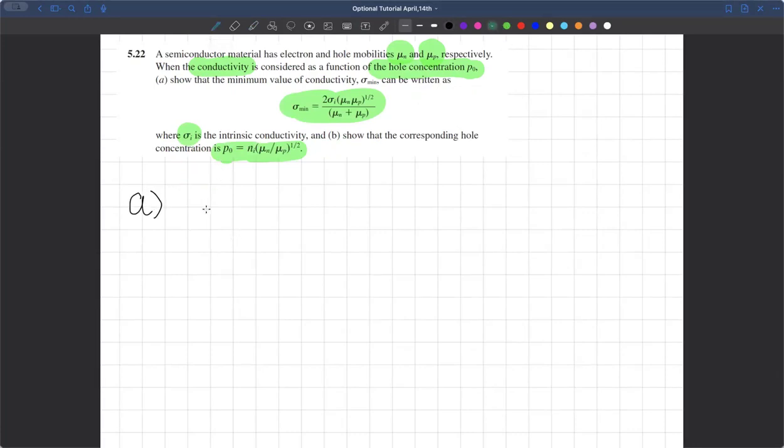part A. How do you write down the conductivity formula? You have e mu n n, and then e mu p p. Okay, we can write down this one, the thermal equilibrium concentrations. They're using p naught, so just use this one.